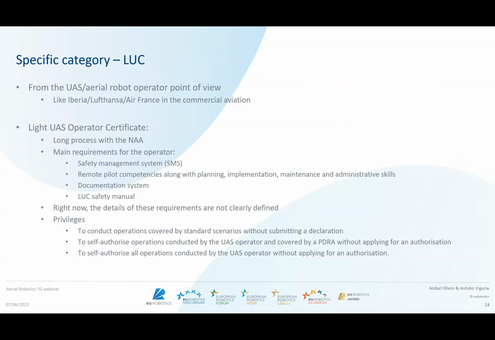And the last option for the specific category from the point of view of the operator is to have a look. So this is the light UAS operator certificate. This is a long process with the National Aviation Authority. The main requirement for the operator: you need to implement a safety management system, you need to implement procedures, to have organization, to have different stakeholders with different roles. You need to define the piloting competency, the training, the maintenance, the documentation system, a safety manual. I mean, you are becoming like a light Iberia or Lufthansa, you are becoming an operator.